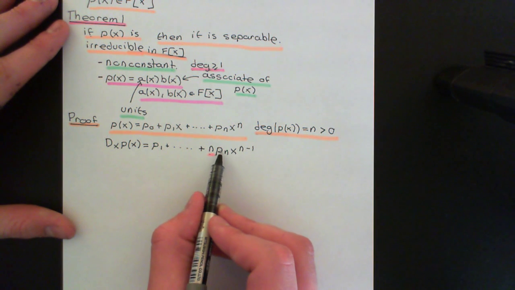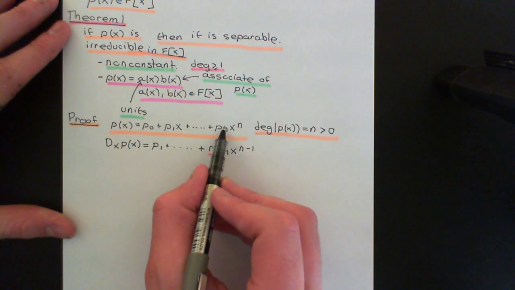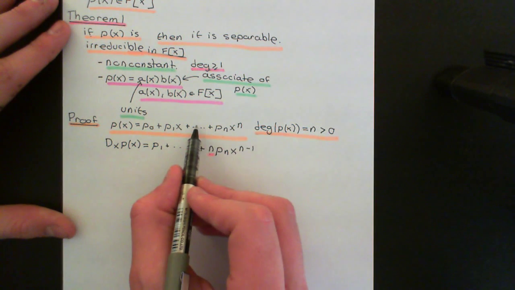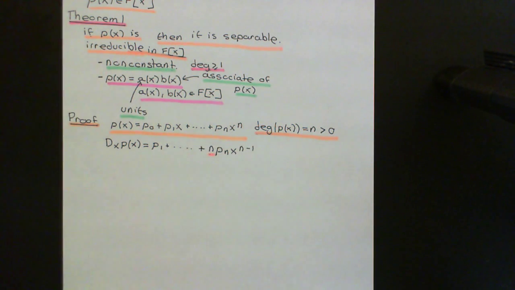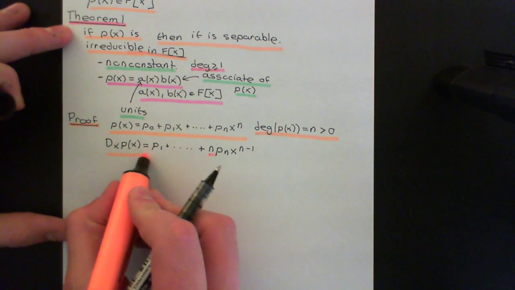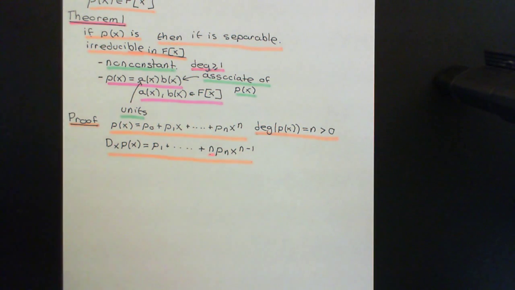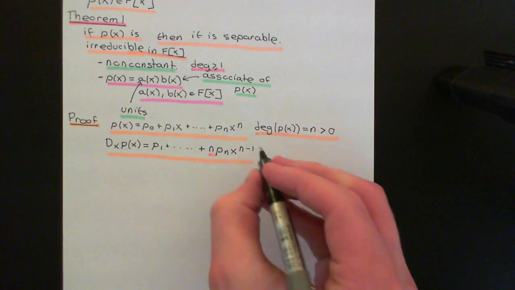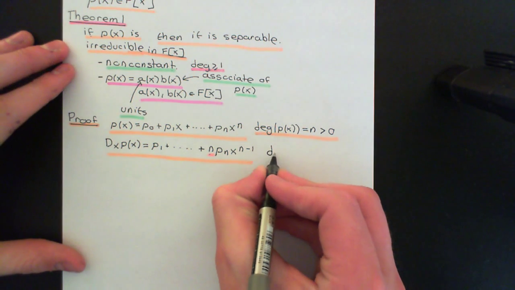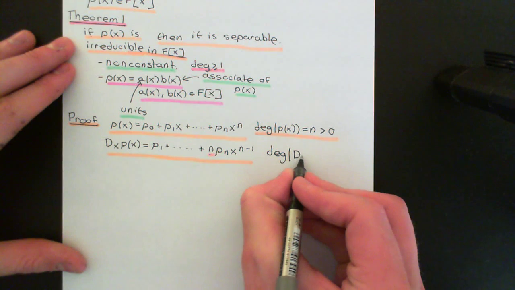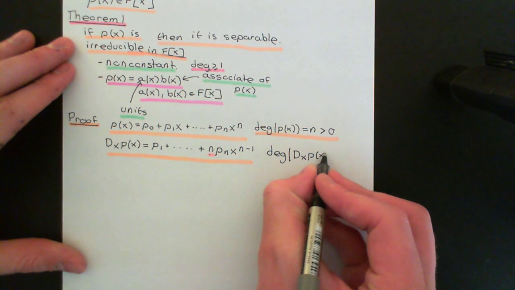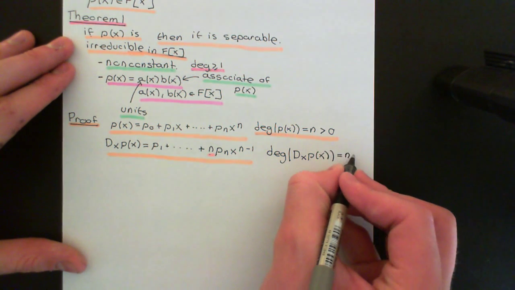And p_n was supposedly not 0, otherwise it wouldn't have been the leading coefficient; p_(n-1) would have been. So we're multiplying two non-zero elements together, and of course we know all fields are integral domains, so when we multiply two non-zero elements together we get something that's non-zero. So what working over a field of characteristic 0 allows us to conclude is that the degree of the derivative of p(x) is equal to n minus 1.